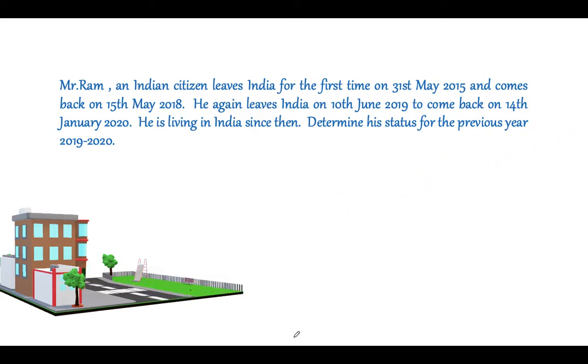Mr. Ram, an Indian citizen, leaves India for the first time on 31st May 2015 and comes back on 15th May 2018. So he leaves India for the first time during the financial year 2015-16. So you have to calculate from the financial year 2015-16. He was there in the month of April, so 30 days, and May he was there till 31st, 31 days. So totally he is there for 61 days.